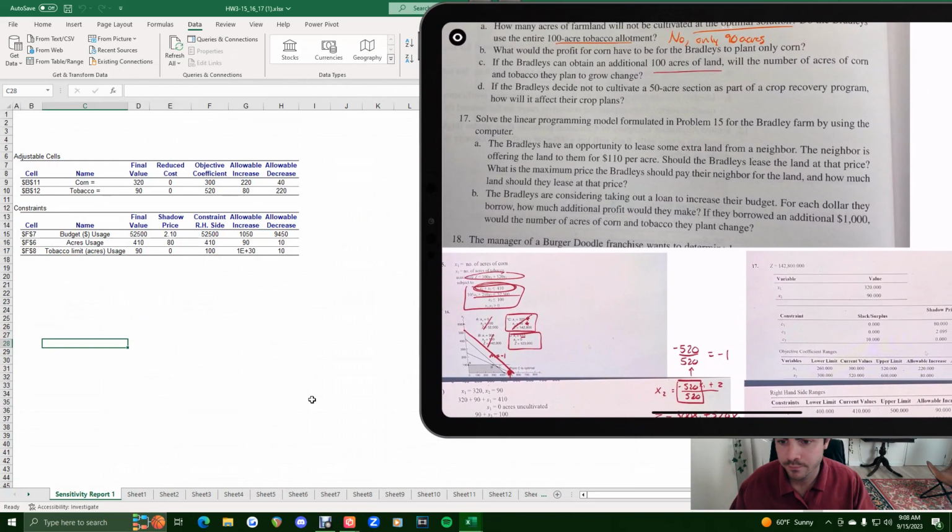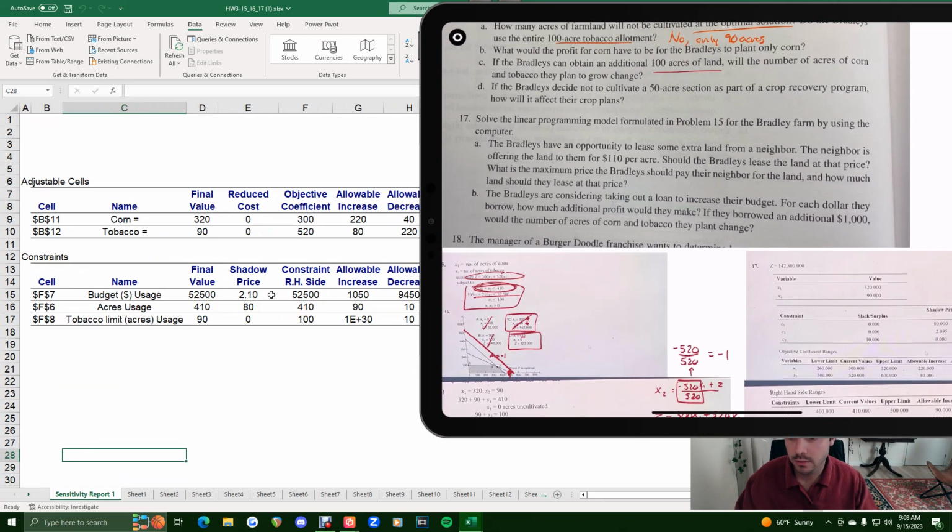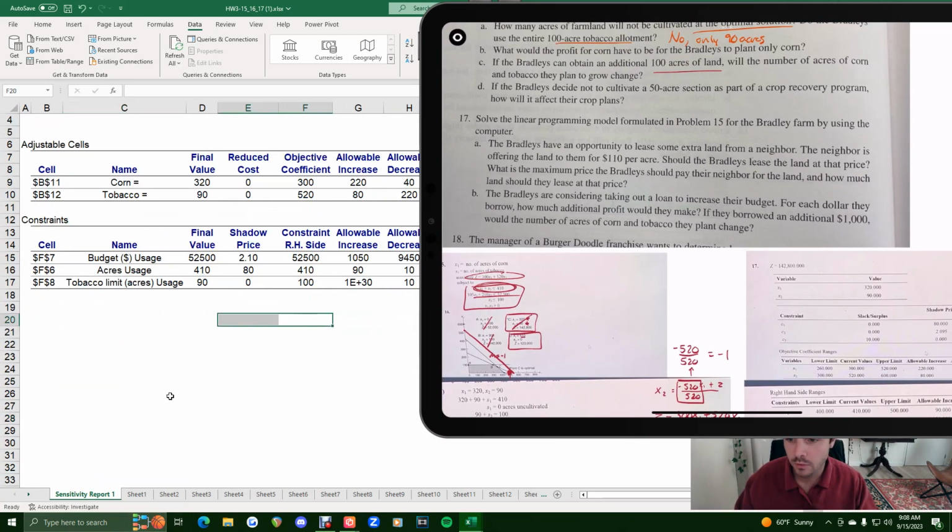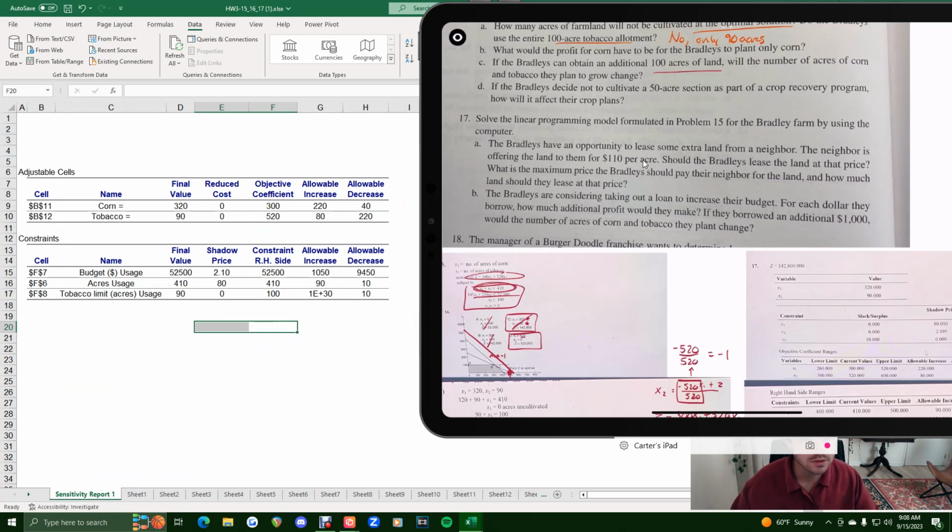So over here, again, what are they talking about? They're talking about the land, so acres usage. They said the neighbor is offering land to them for 110 per acre. Should they lease the land at that price? So looking at the shadow price for the acre usage, the shadow price is 80, meaning if you increased your acres by 1, your profit would go up by 80.